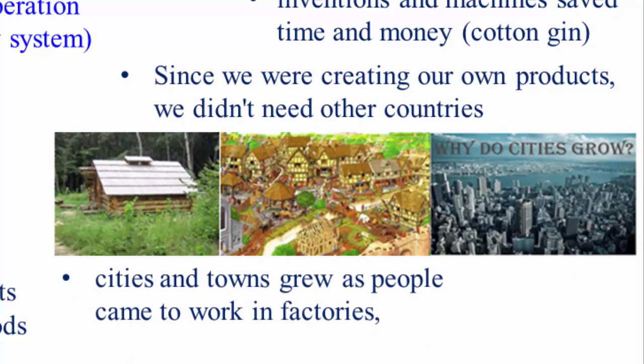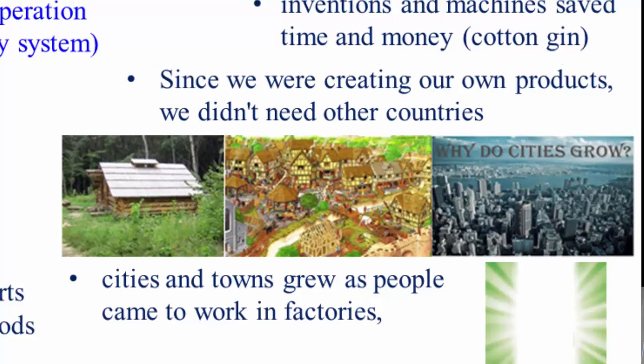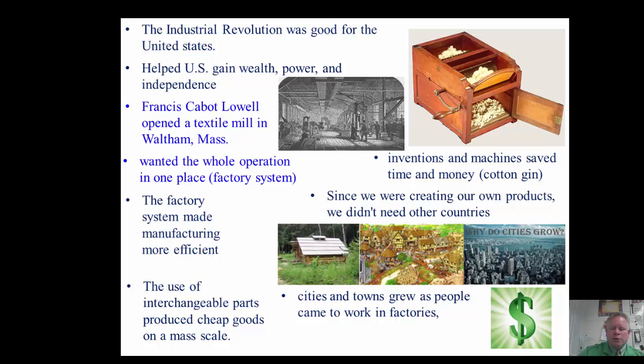Because of the Industrial Revolution and people moving from farms to work in factories, cities and towns grew as people came to work in these factories. So the bottom line is, the Industrial Revolution made the economy better because we had many more ways to make money. And that's basically all we're going to talk about with the Industrial Revolution.